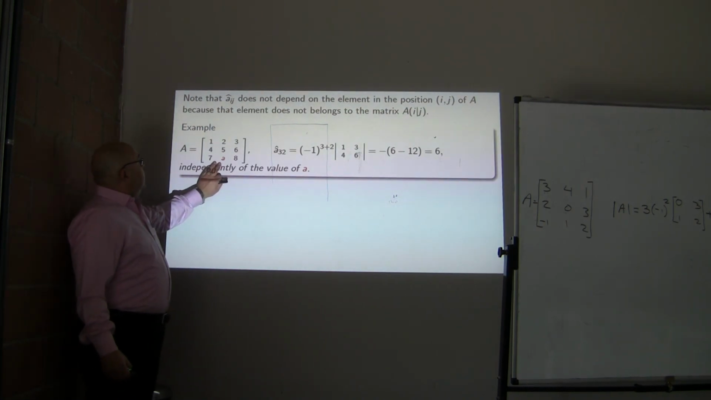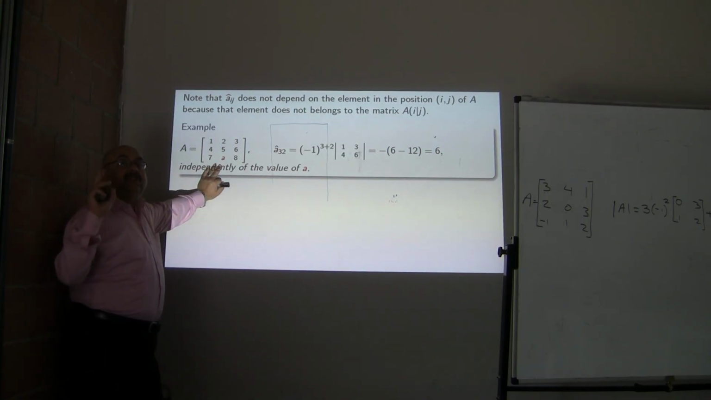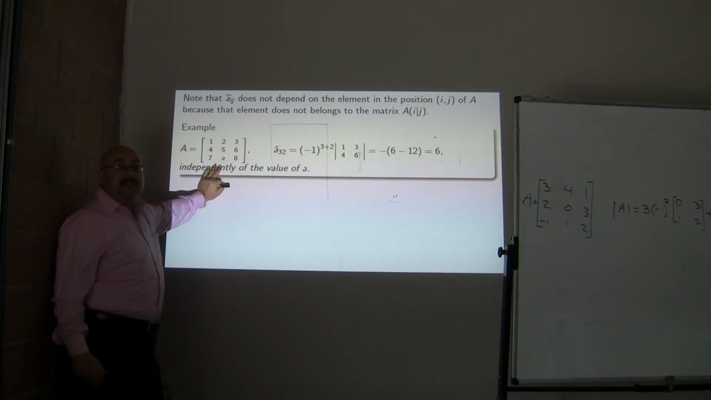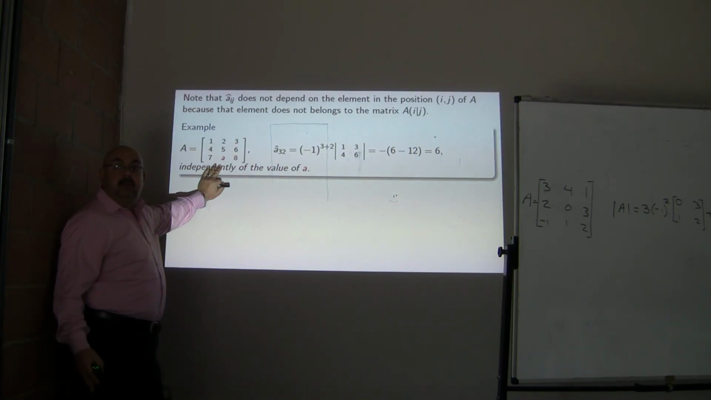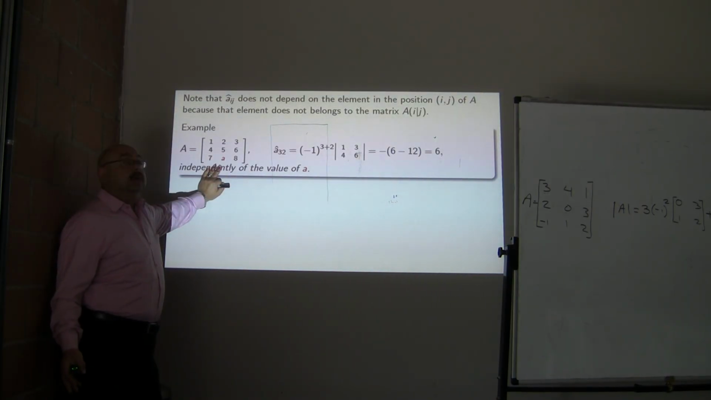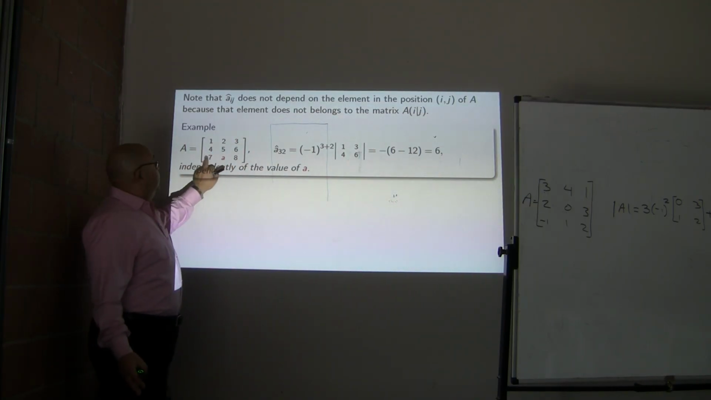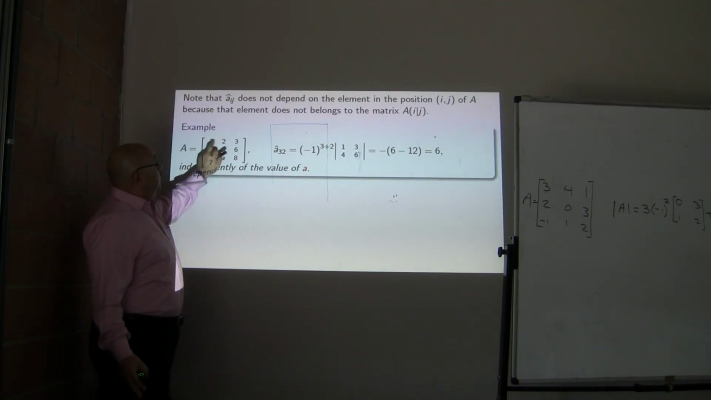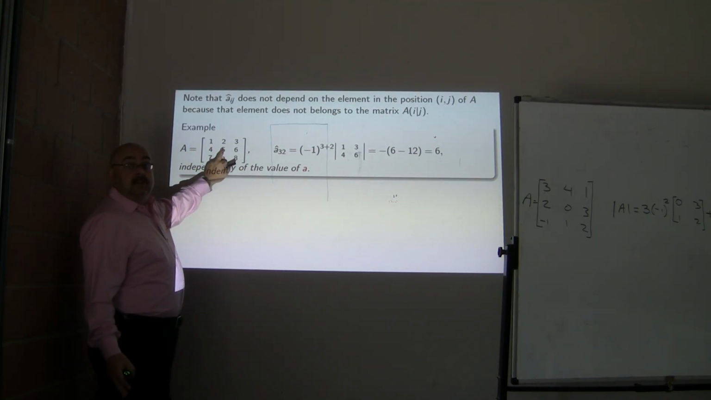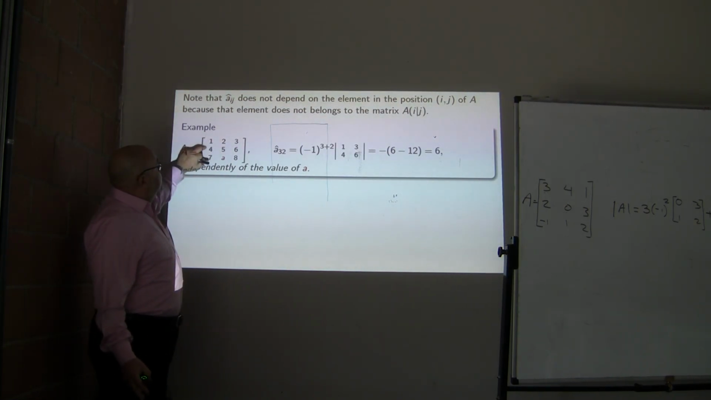For example, this matrix, which is 3 by 3. I need to find the matrix assigned to the element 3, 2. Where is the element 3, 2? Third row, second column. So we remove that row and column, and the matrix will be 1, 4, 3, and 6.